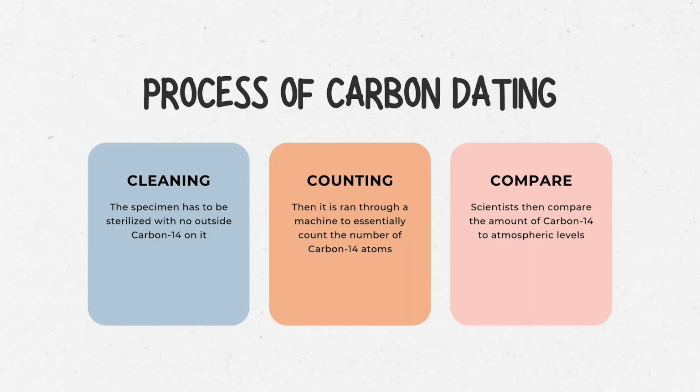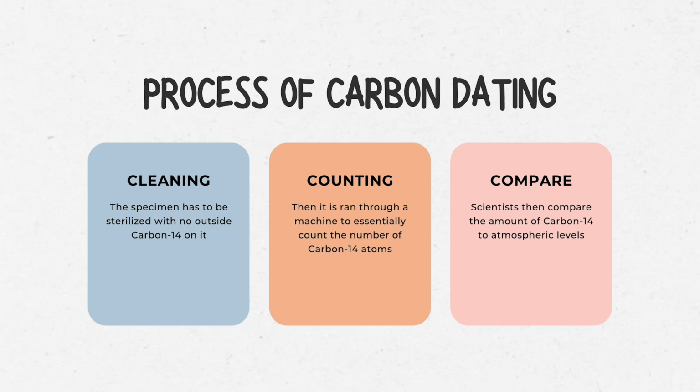The process of carbon dating is relatively simple. Scientists take an organic artifact and sterilize it because any residual carbon 14 or radioactive material can affect the calculated age of the artifact. Then the specimen is run through a machine, typically a particle accelerator or mass spectrometer, and the amount of carbon 14 is essentially counted.